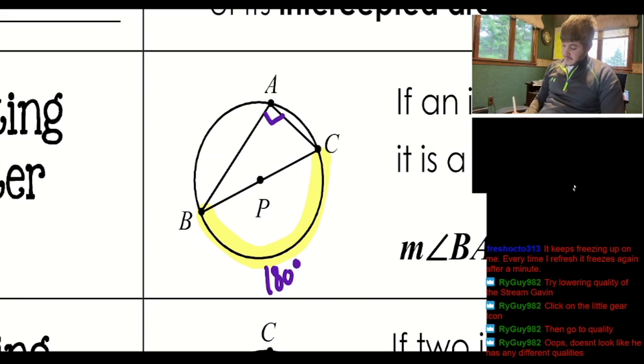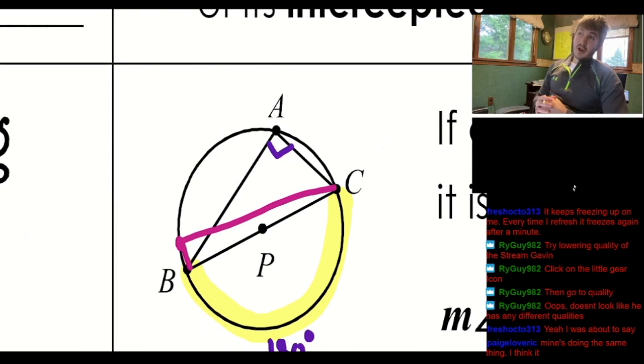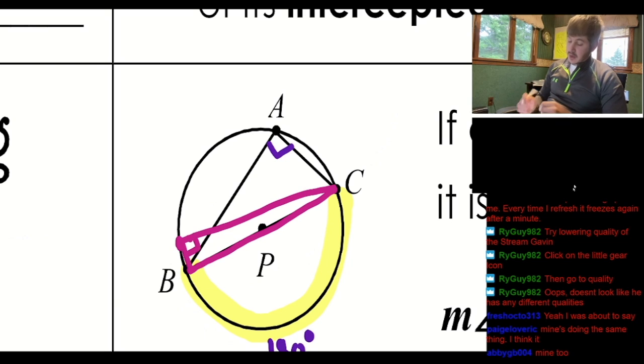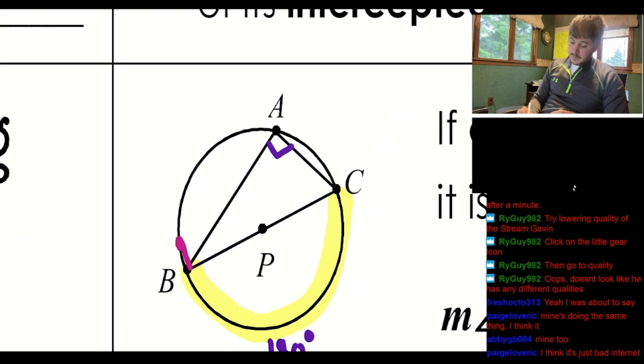You could even, if I put a point here and I connect here to here, here to here, this pink triangle that I've created doesn't look like the most elegant triangle, but that is a right triangle because it's still intercepting the diameter. Again, it's not elegant, but that would be a right triangle. As long as it goes to the diameter, it goes to a semicircle. So different ways you can see that.